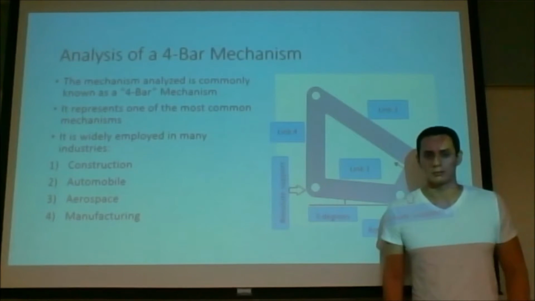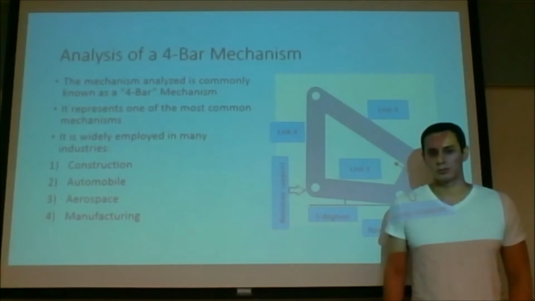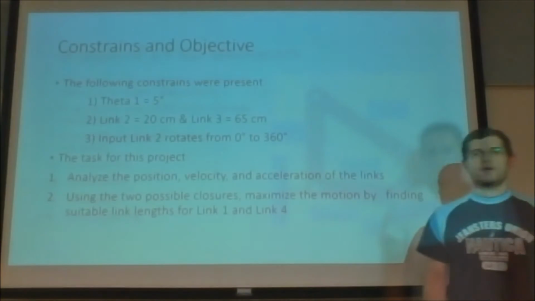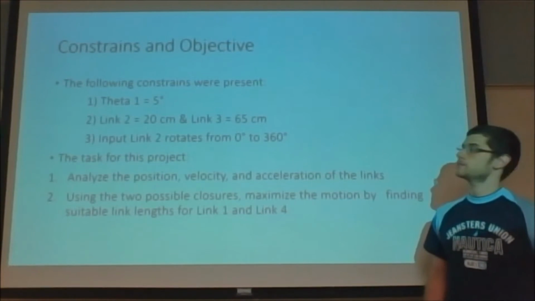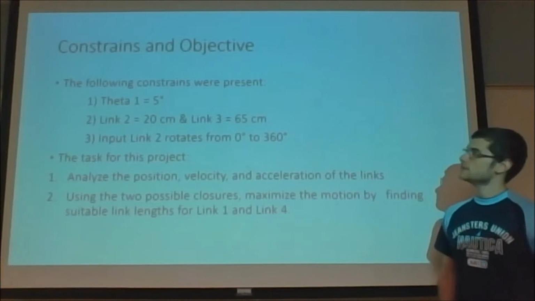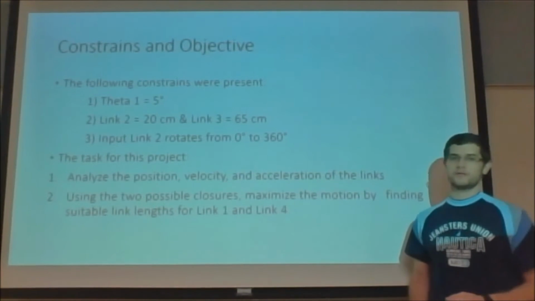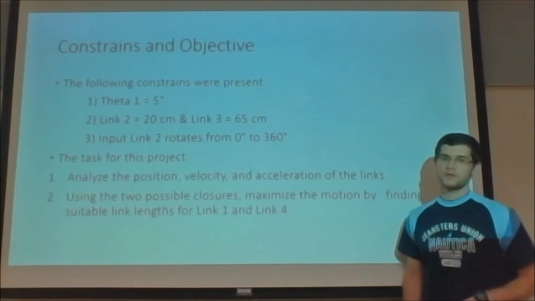Analysis of a 4-bar mechanism. The mechanism analyzed is commonly known as a 4-bar mechanism. It represents one of the most common mechanisms and is widely employed in many industries, such as construction, automotive, aerospace, and manufacturing. The constraints and objective of this project, at least for the 4-bar mechanism analyzed: the first one is that theta 1 had to be fixed at 5 degrees, and the link lengths of link 2 and link 3 were given as 20 centimeters and 65 centimeters.